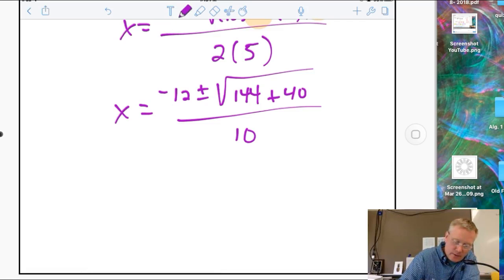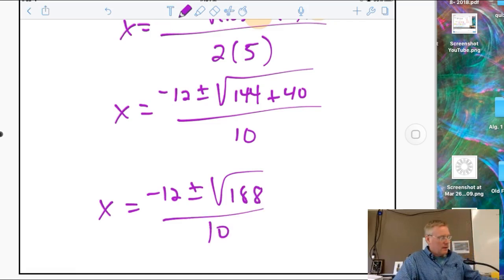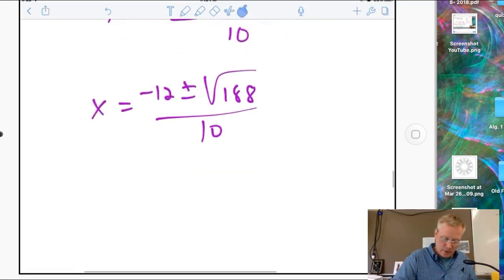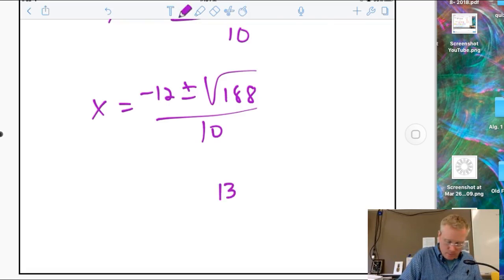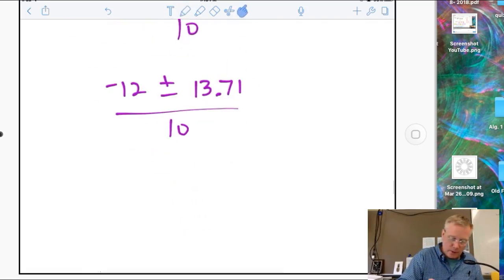All right, next, I got x equals negative 12 plus or minus the square root of 184 over 10. Now I'm going to need a calculator to do the square root of 184 because that is not a perfect square. The square root of 184 is 13.56, over 10. All right, now I'm going to break up the plus minus.